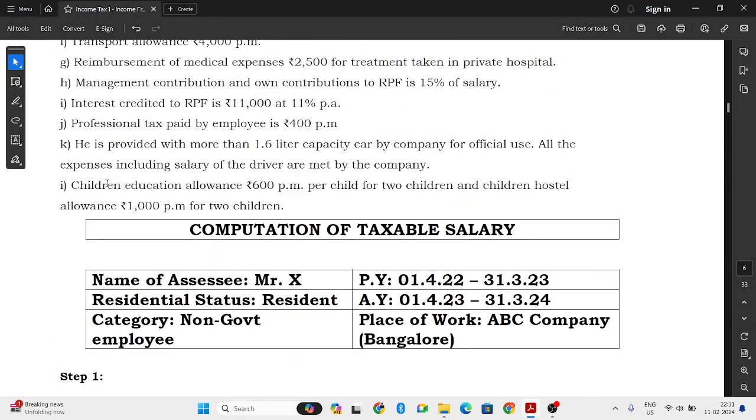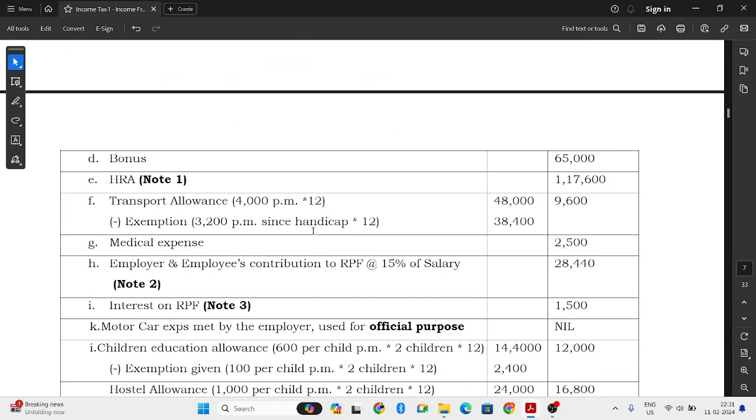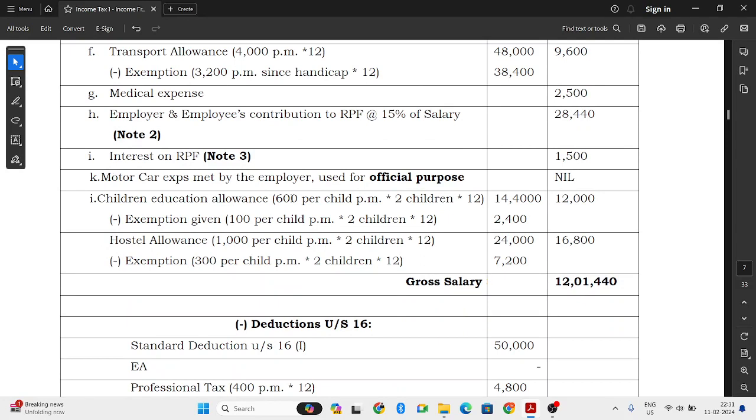Next, he has got the children educational allowances, 600 per month per child for 2 children, and hostel allowance is 1,000 per month for 2 children. So children education allowance 600 he is getting for one child and he has 2 children. So for 12 months he is getting 14,400. According to IT laws, he will get the exemption of 100 rupees per child for 2 children for 12 months. So 100 per child into 2 children into 12 months will be 2,400. So out of 14,400, if 2,400 is given as exemption, the remaining 12,000 is taxable.